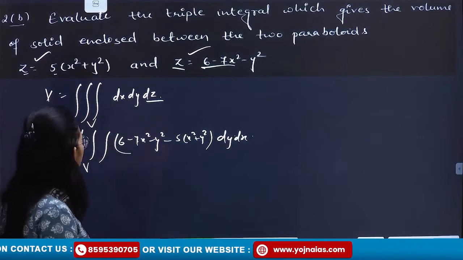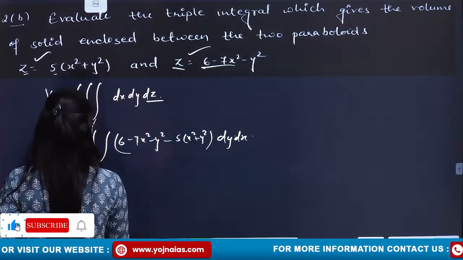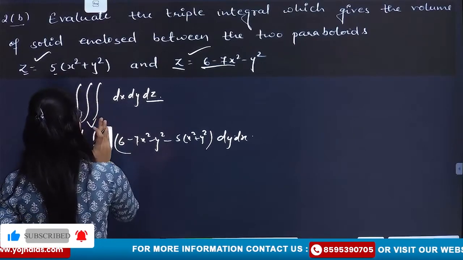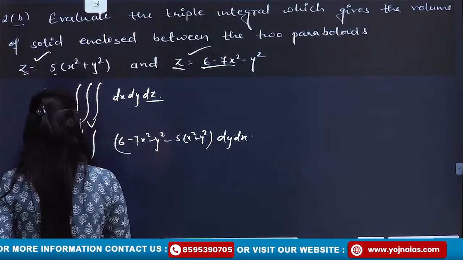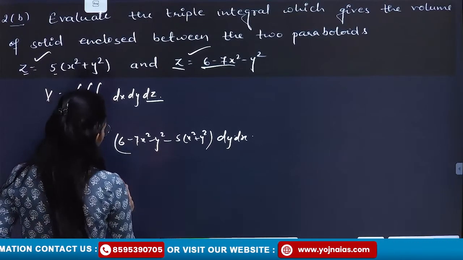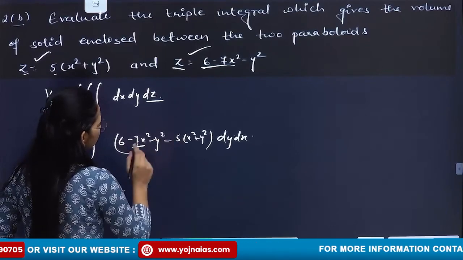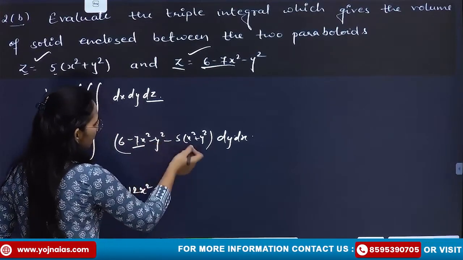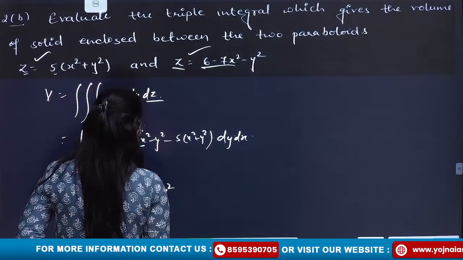After writing this, let me write. I have calculated and it would be 6 minus 5, 7x square minus 5y square minus 12x square minus y square minus 5y square, that is my answer.